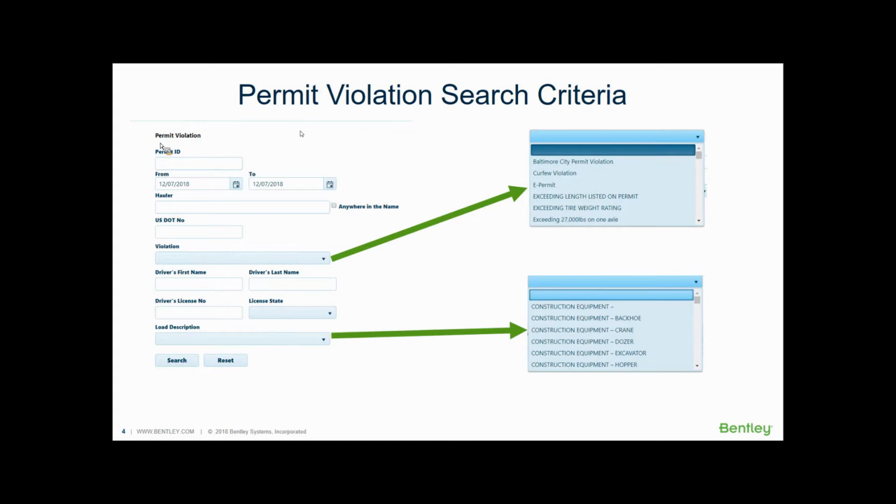The next couple of slides are going to be a brief overview, screenshots of what the module looks like. So if you look to the left of it, that's what the search criteria for the violation tracking is. You can either search by a permit ID, then there is dates. You can search by the name of the permittee or the hauler, by their DOT number, then a list of violations that are there, the driver's name, first name, last name, their license number, state, and then it also gives the ability to search based on the load description of the specific permit.